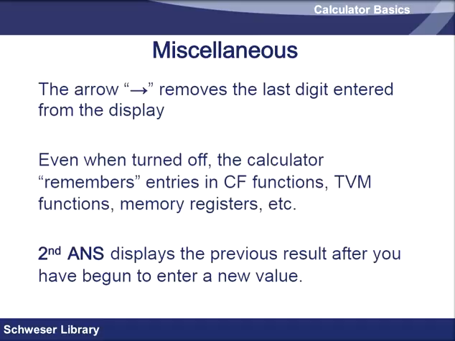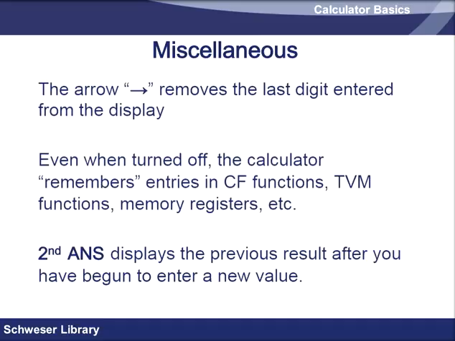A couple of miscellaneous keys here for you finally. That arrow key that's right below the on-off. When you punch in a wrong digit, you hit second, hit that arrow key, and well, you don't have to hit the second, sorry. It doesn't matter if you do, but you don't have to. Just hit that arrow key and it goes back 1 digit at a time if you have to correct what you've entered in there. Now remember, again, even when the calculator is turned off, it remembers the entries in all these cash flow functions, time value of money functions, the memory registers, everything like that.